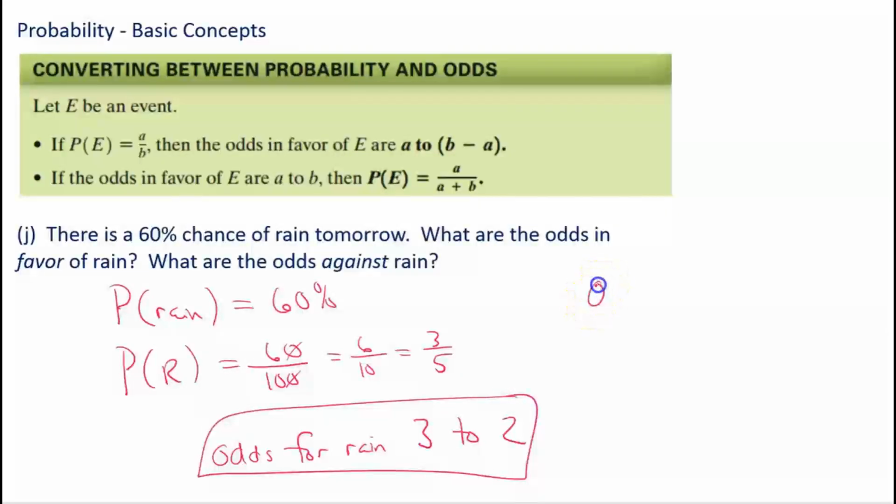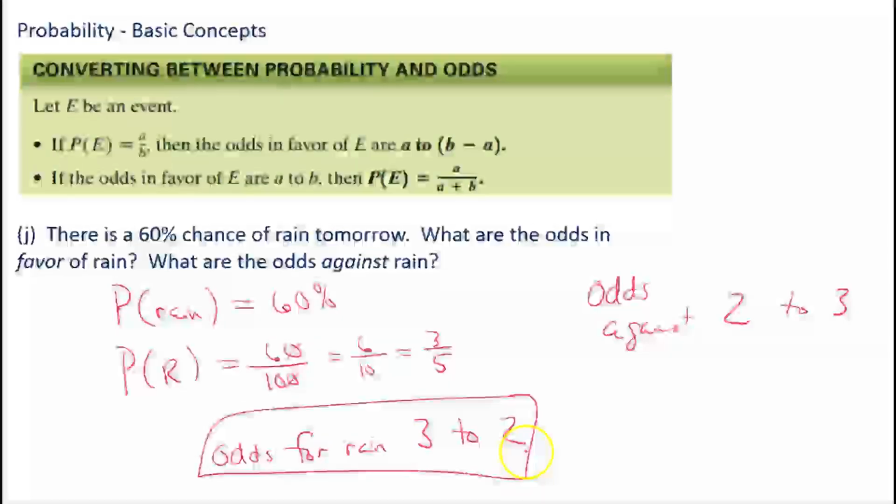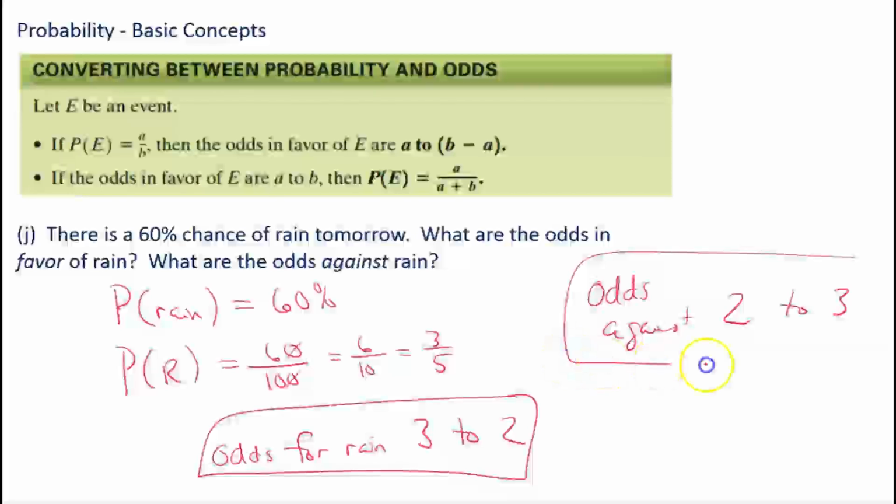How about the odds against rain? Well, it's that same 2 to 3. Because more than likely, with 60% chance of rain, it's going to rain, right? So that's why the odds for rain is 3, bigger number than 2, and the odds against rain is 2 to 3. Did you follow how to do that?